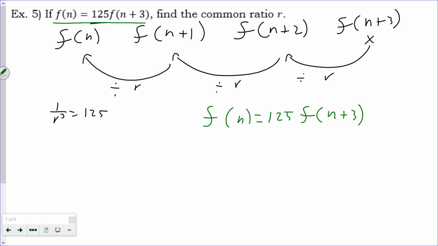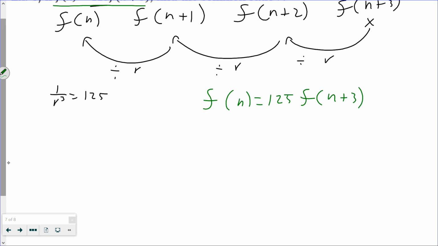So another way to see it: f of n equals 125 times f of n plus 3, right? Remember, with the recursive formula, I always want the smaller number by itself. I want f of n plus 3 by itself. So I could write it like this. Does that make sense? And then this is 3 times as big, right? We're multiplying by r 3 times.